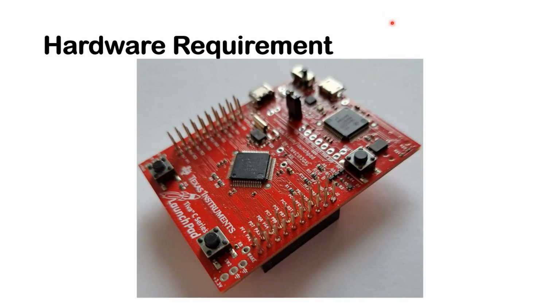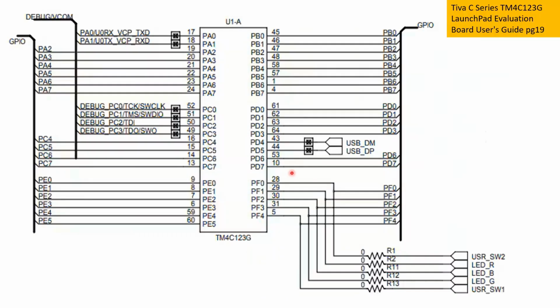Hardware requirement. For this demonstration, you will need the Tiva C series LaunchPad board connected to your desktop or laptop. Let's remind ourselves where the RGB LED is located. Here is part of the schematic diagram, which I've taken from the Tiva C series TM4C123G LaunchPad Evaluation Board User Guide, and it can be found on page 19.